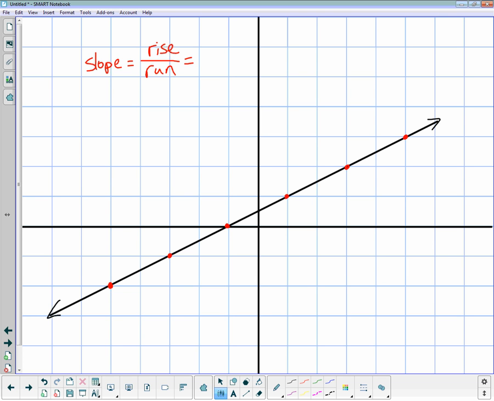All right. So the rise, what we're going to do to get that and to get both of the numbers for this fraction is we're going to go from one red dot to another red dot along the grid lines. Okay? So since we do rise first, we're going to go up. And we're going to go over 2. So the slope of this line is 1/2. Okay?